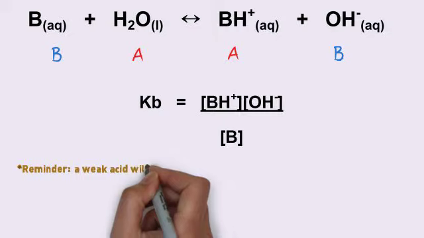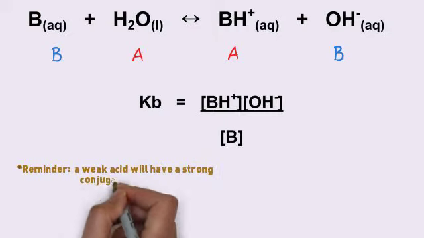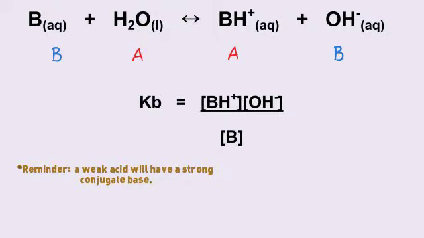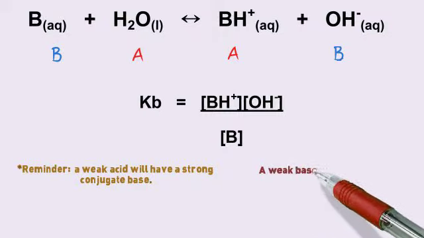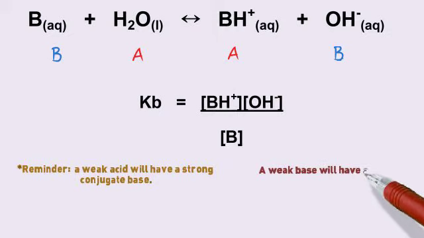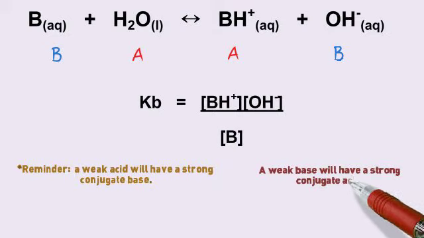Just a reminder, a weak acid will have a strong conjugate base. And on the flip side of that, obviously, a weak base will have a strong conjugate acid. Just a reminder, I know you already knew that.